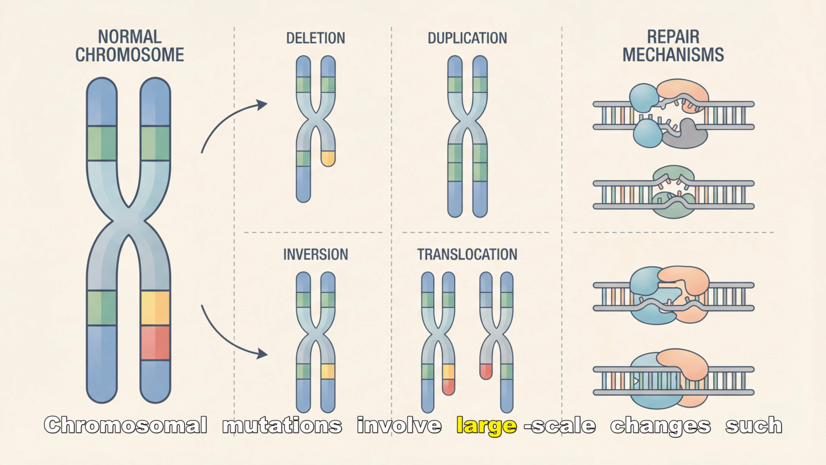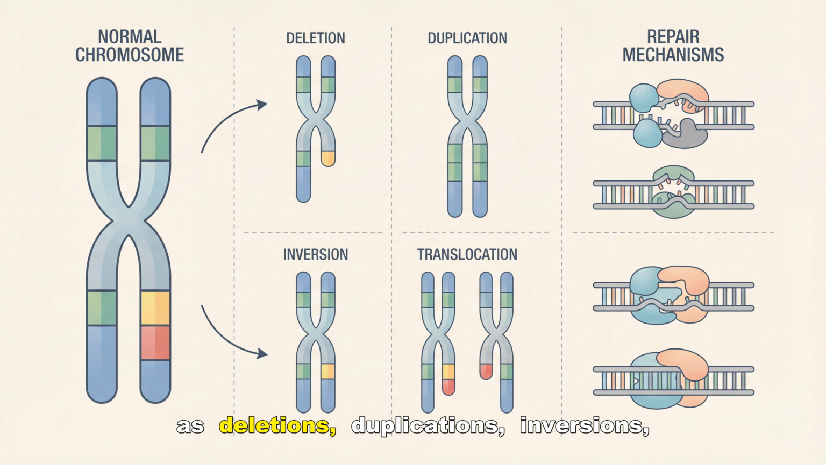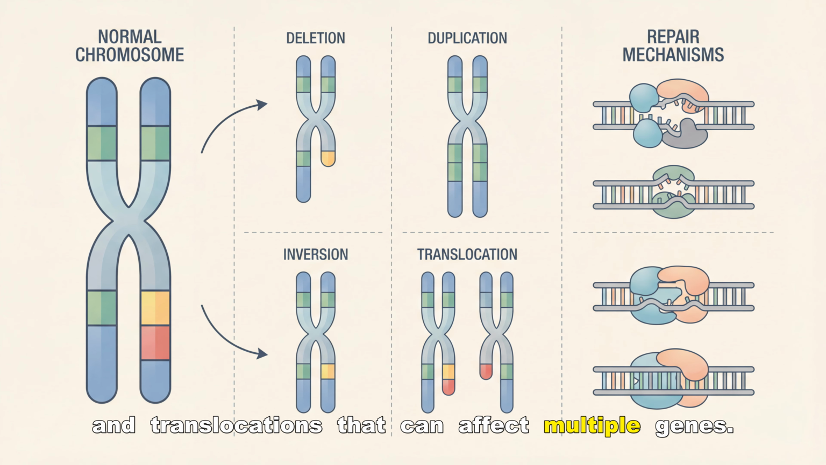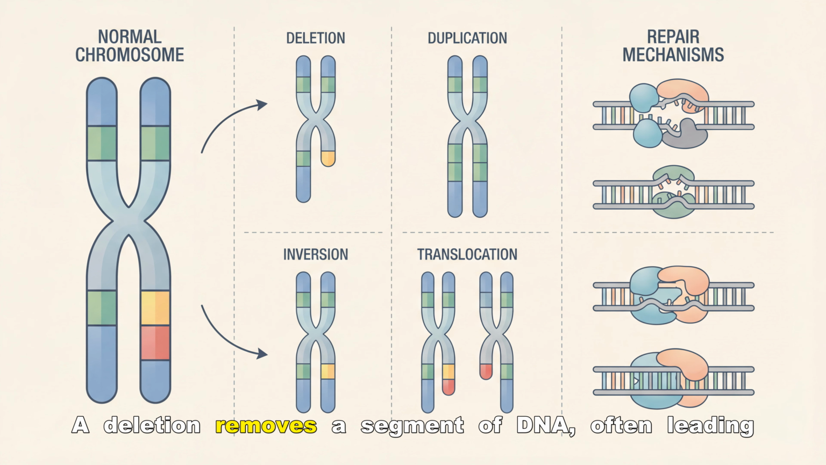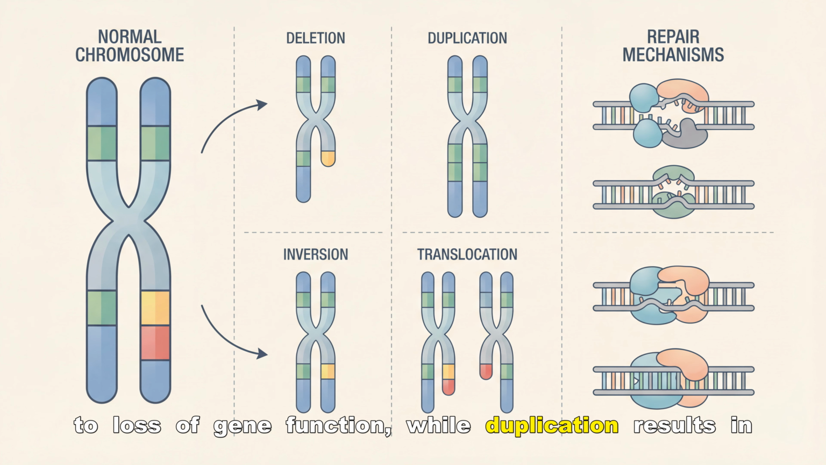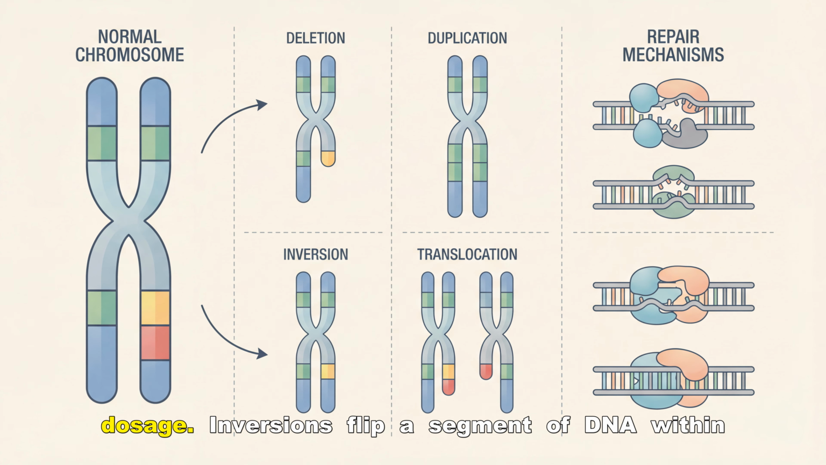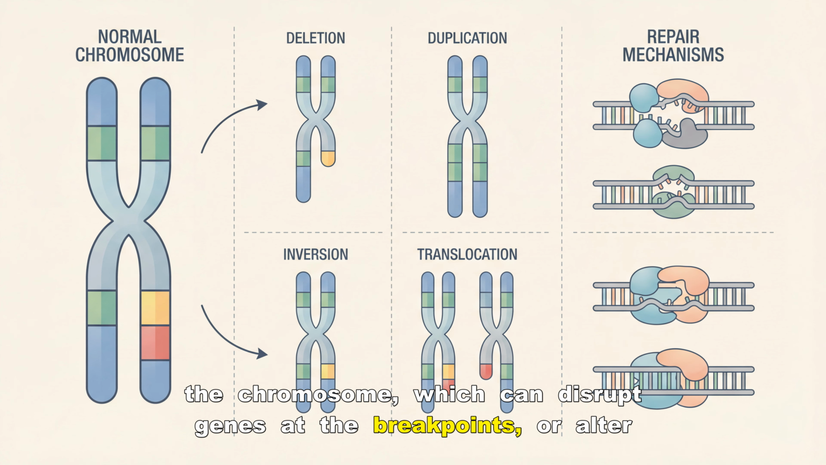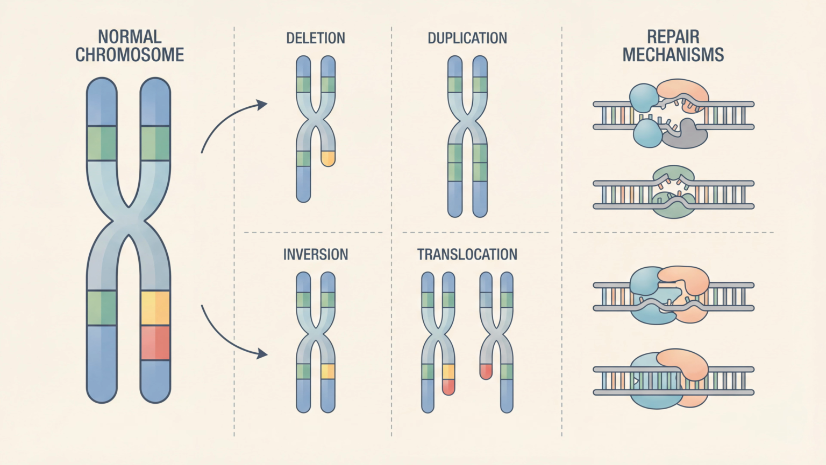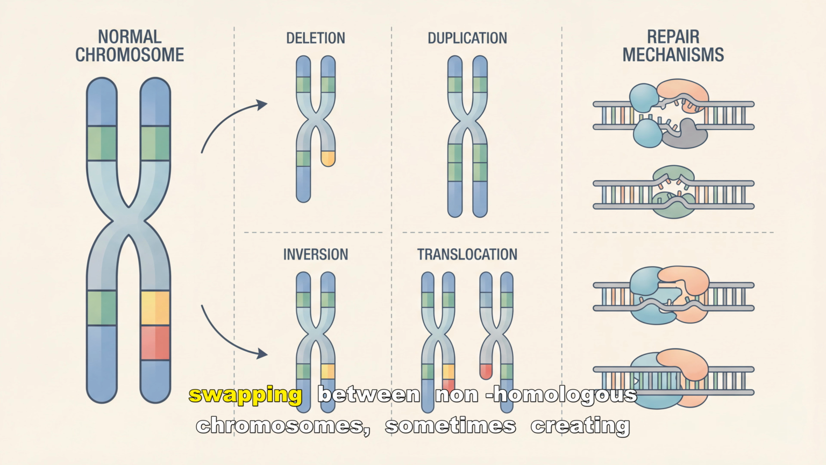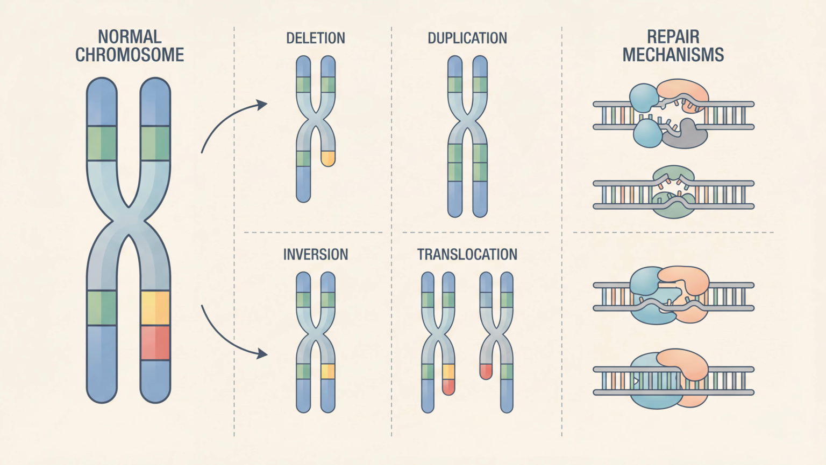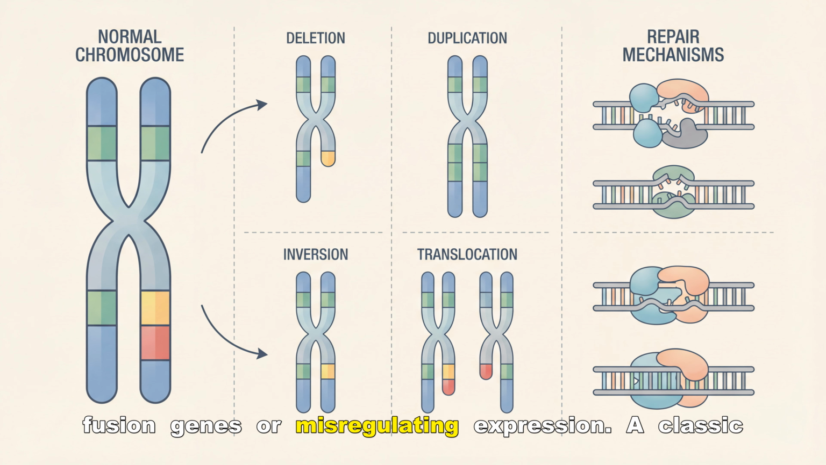Chromosomal mutations involve large-scale changes such as deletions, duplications, inversions, and translocations that can affect multiple genes. A deletion removes a segment of DNA, often leading to loss of gene function, while duplication results in extra copies of a region, potentially increasing gene dosage. Inversions flip a segment of DNA within the chromosome, which can disrupt genes at the breakpoints or alter gene regulation. And translocations involve segment swapping between non-homologous chromosomes, sometimes creating fusion genes or misregulating expression.